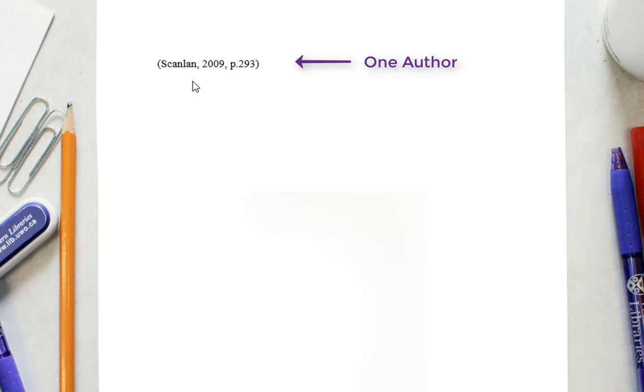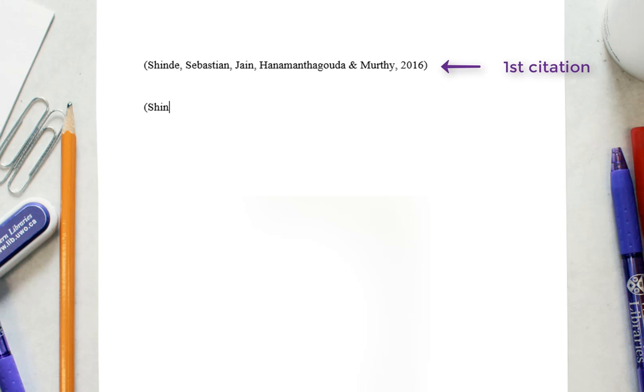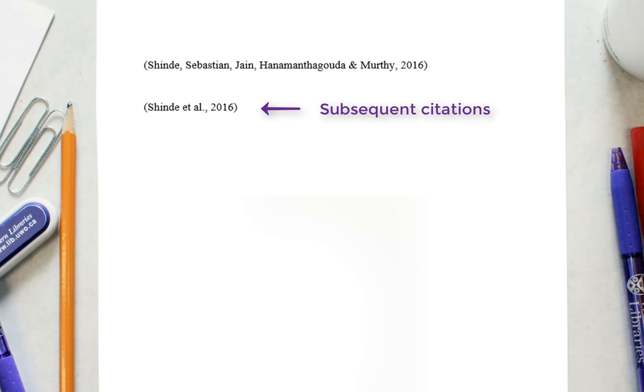For 2 authors, follow the basic style for 1 author, but separate the author names using an ampersand. For 3 to 5 authors, list all the authors in the parentheses the first time you cite the source, using commas to separate and an ampersand before the last author. In future citations, you only need to use the author's last name followed by et al. If the article has 6 or more authors, use the author's name followed by et al. for an in-text citation.